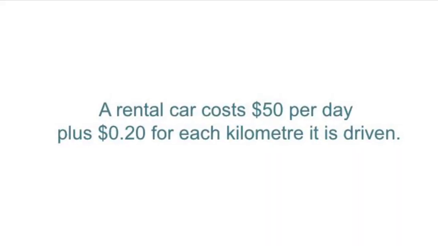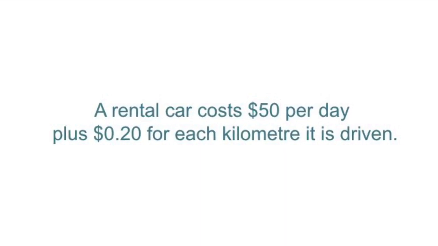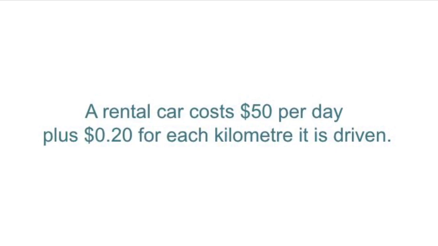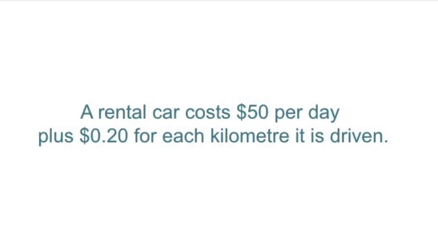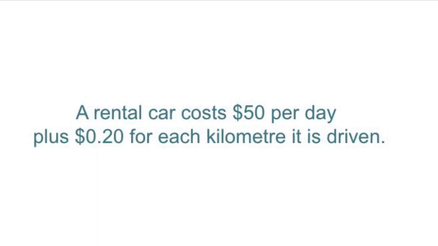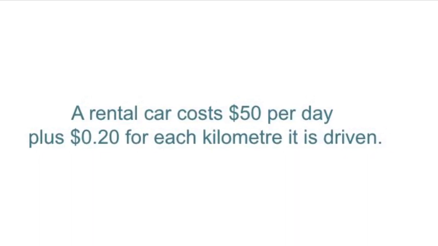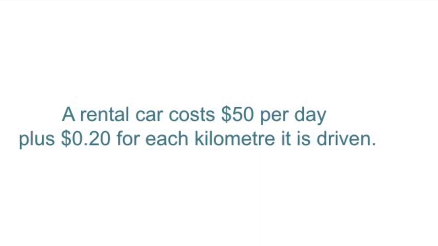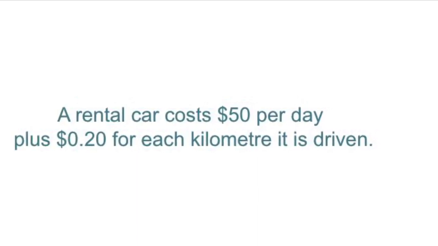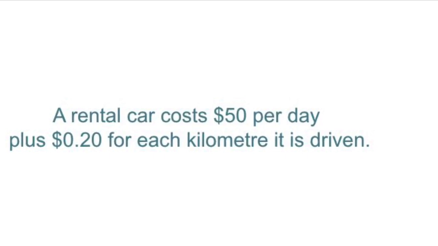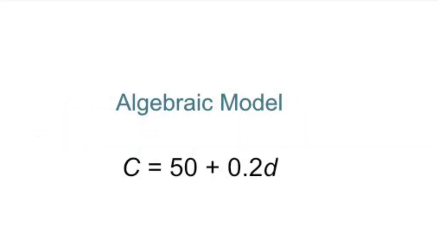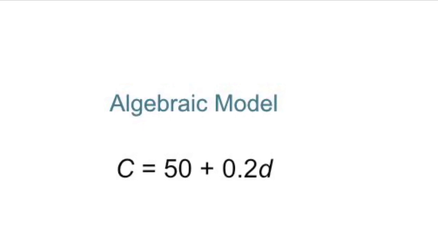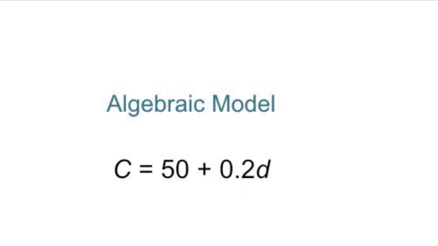Let's look at question number 2. It says a rental car cost $50 plus 20 cents for each kilometer. So it starts at $50 and then you need to add 20 cents for every kilometer that you drive. So let's look at the algebraic model. Let's figure out what the equation would be. To find the cost, we need to start at 50 and then we need to add 0.2, which is the same thing as 20 cents, 0.2 every kilometer you drive.